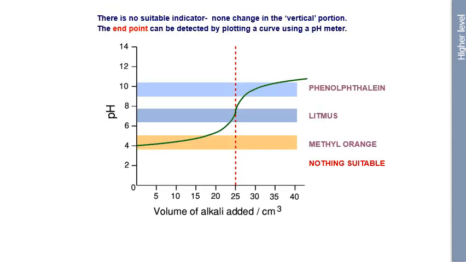And in this particular case, there is actually no suitable indicator. None change actually at this point of inflection in terms of the vertical portion. The endpoint can be detected by plotting a curve only using a pH meter, so you cannot use indicators for a weak acid, weak base titration.